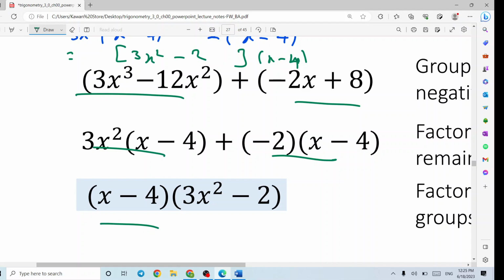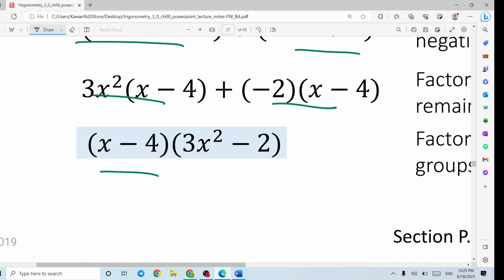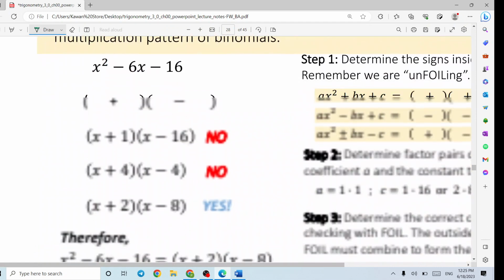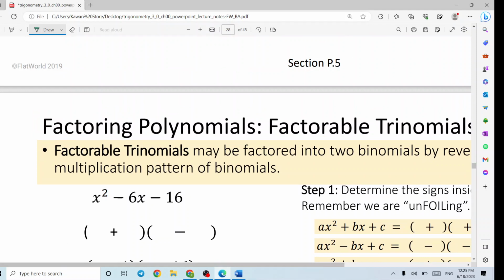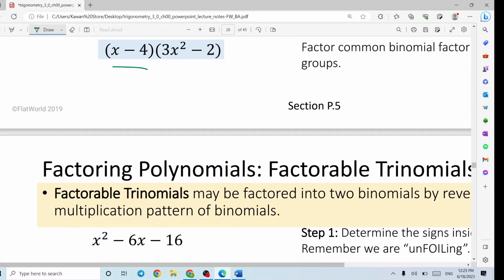Any question? So if I have 4 terms, I'm going to think about grouping 2, 2. Understood? Between x and between numbers. Any problem with it? Question? Good. Now, we have a polynomial.